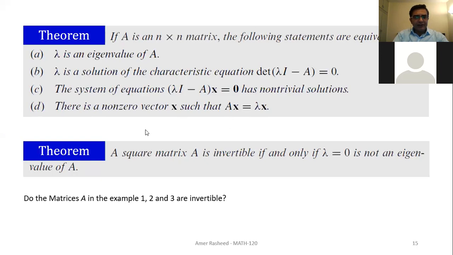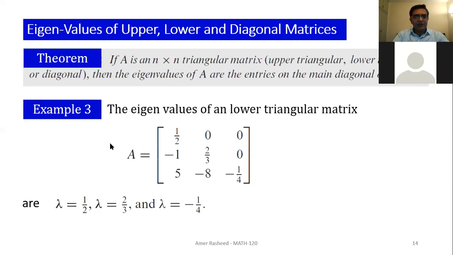Now the second theorem, which you wanted me to repeat, is: a square matrix A is invertible if and only if lambda equal to 0 is not an eigenvalue. Why is it so? Because in the previous example we saw last time that if A is a lower triangular matrix and any one of the diagonal entries is 0, then what would be the determinant? As we know, the determinant of any lower triangular matrix is the product of its diagonal entries.